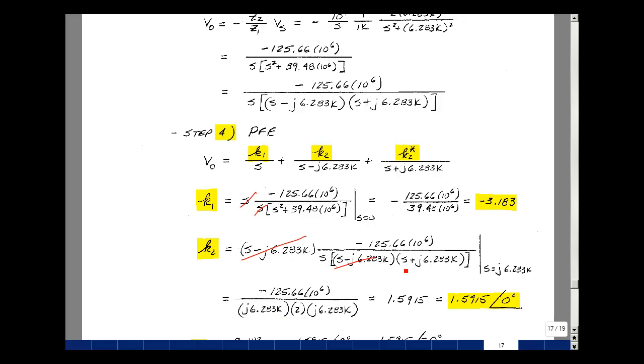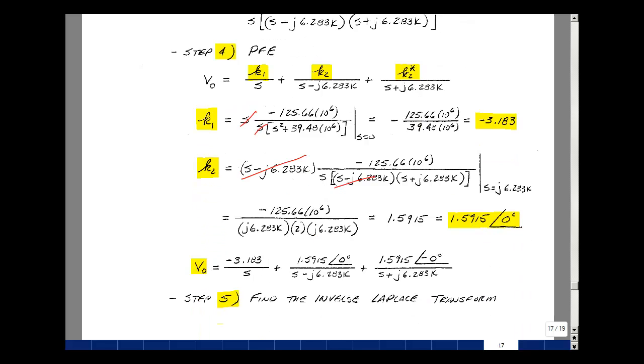And then I've got j 6.283k here, so I've got that twice. And then I can multiply the j's together, get a minus sign. That's going to cancel this one. And all of those constants turn out to be 1.5915. You can also write that as having the magnitude of 1.5915 at an angle of 0. And so k2 conjugate is just going to have the opposite sign for theta.